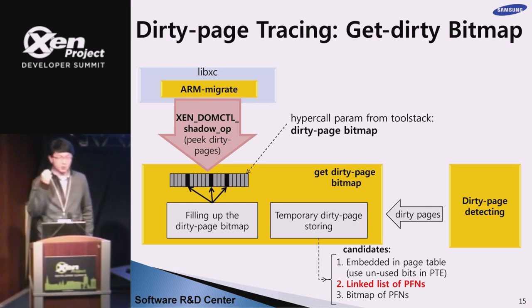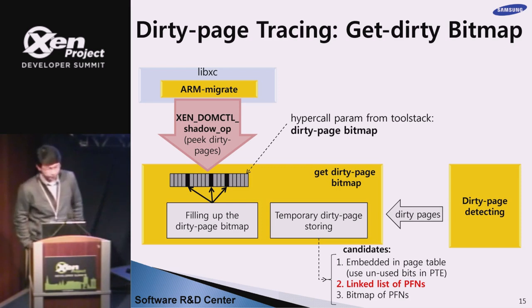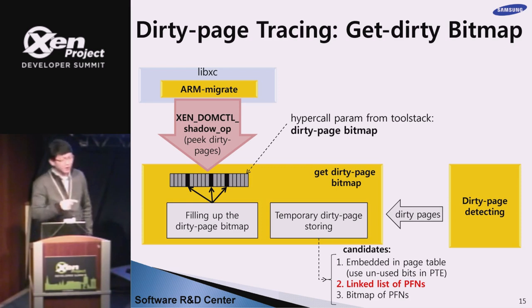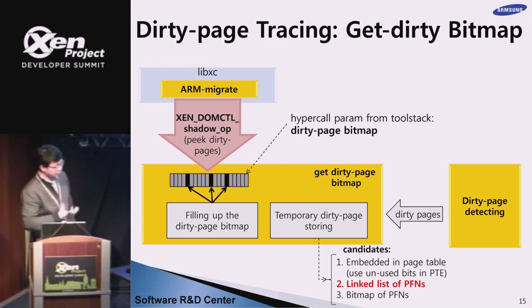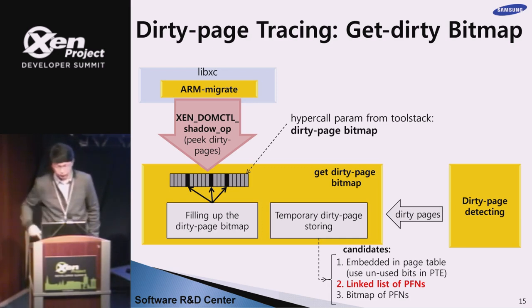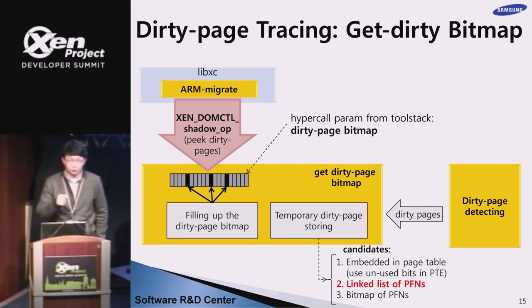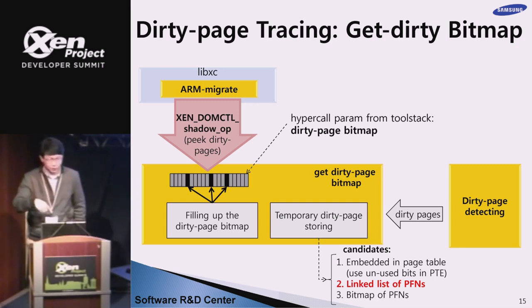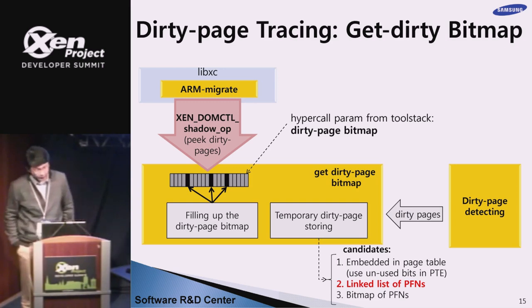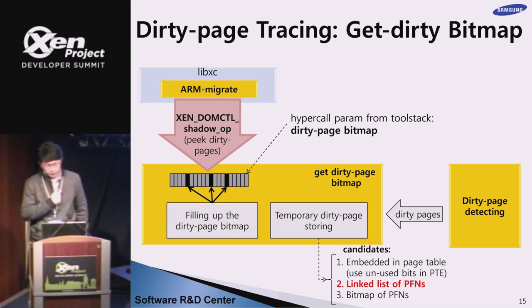That means basically, whenever a dirty page is detected, we store the address to some kind of linked list. The reason that I have chosen this method is that at the time the tool stack asks which pages are dirtied, we tell the tool stack and we have to reset all the dirtied pages to read only again. So whenever the guest writes again to the memory, we have to redetect that. And for that purpose, we have to reset all the page tables of the P2M entries. And if we use some kind of a bitmap or some embedded bits in the page table, we have to perform a full search of the entire memory frames of the domain guest. And I want to avoid that, so I decided to use a linked list.